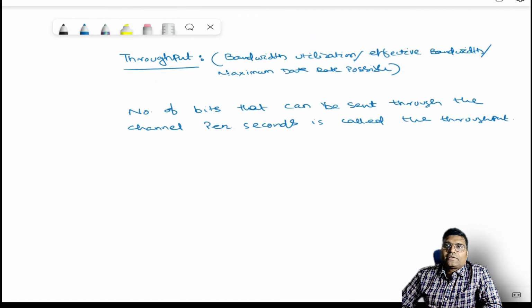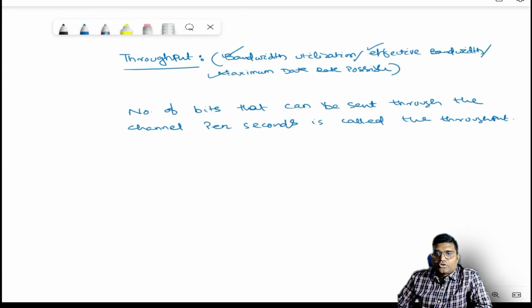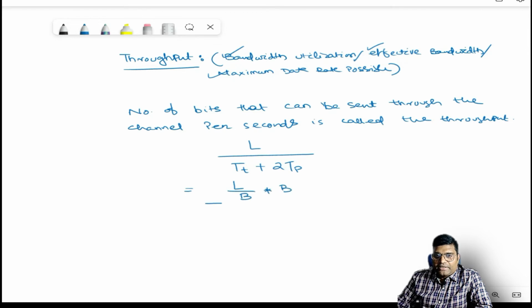Let us now calculate the throughput. Normally, throughput is also known as bandwidth utilization, effective bandwidth, or maximum data rate possible. The definition of throughput is the number of bits that can be sent through the channel per second. Mathematically, throughput is L divided by total time, that is transmission delay plus 2 into propagation delay. So if you divide this by bandwidth and multiply with bandwidth, it is bandwidth divided by Tt plus 2Tp.